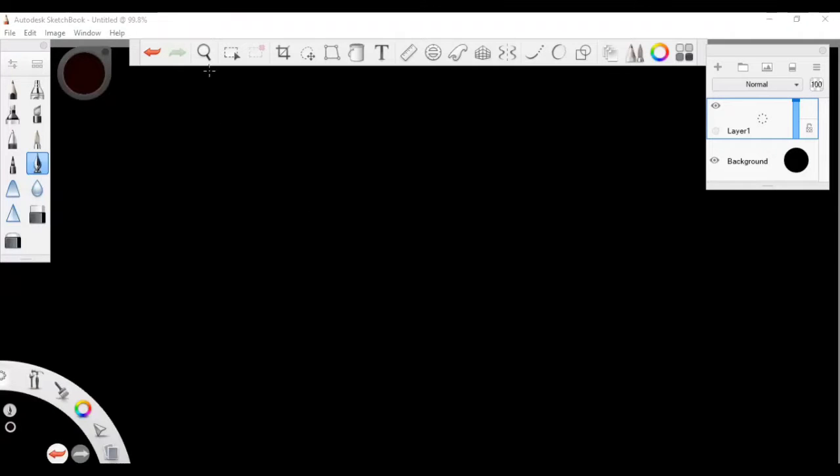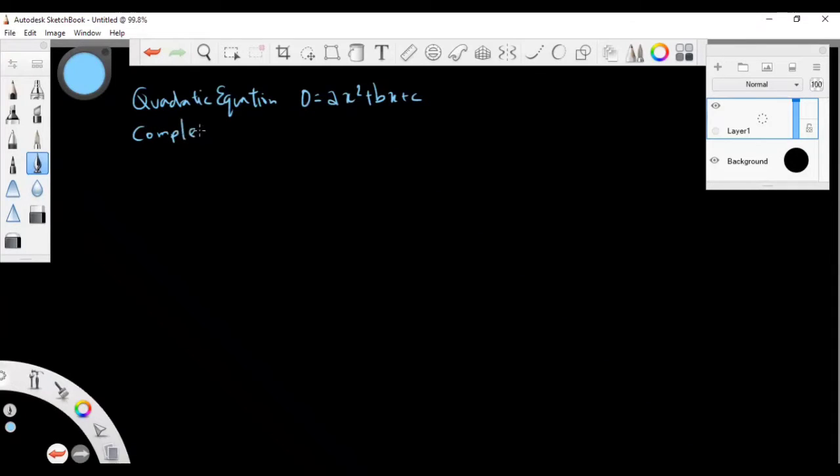Okay, so today we will learn how to solve the quadratic equation using the perfect square method, or completing the square. A quadratic equation has the form y equals, or 0 equals, ax squared plus bx plus c, and we want to solve it by completing the square, complete square or perfect square. It's up to you.